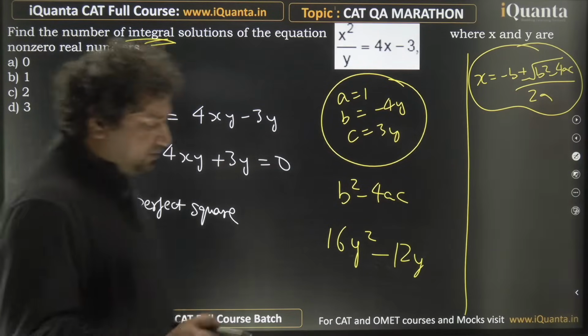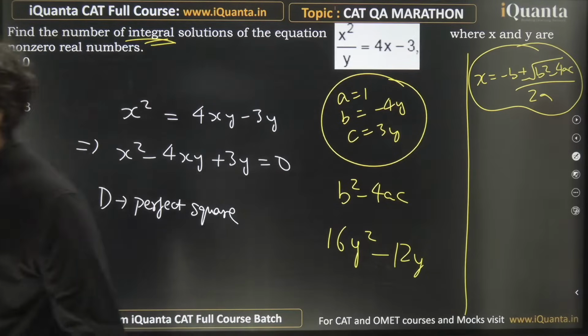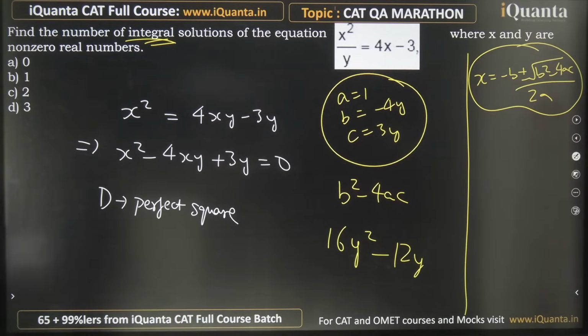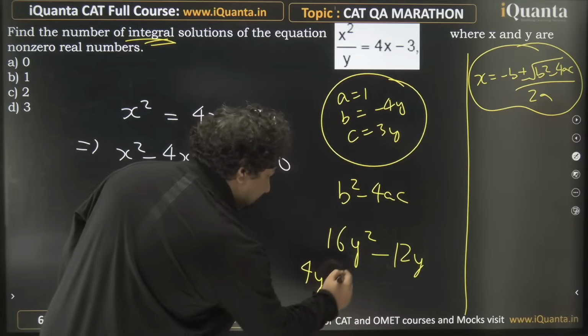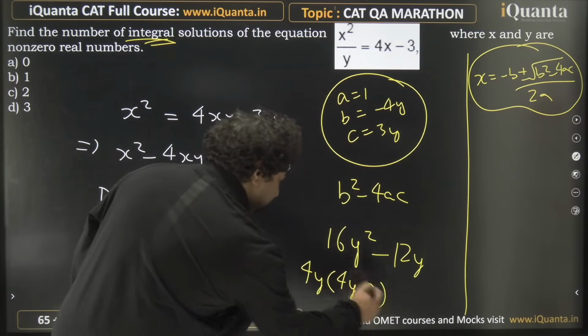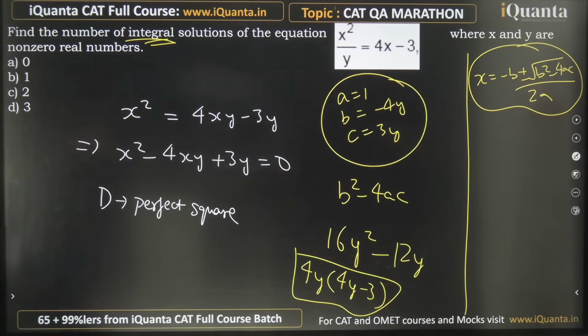This is the most beautiful question for today. I don't know how many of you realize that. Your mind is going to be blown after this question. Seriously, I tell you that. Okay, I can take 4y common from here, and in the bracket I'll have 4y minus 3. This is what I have with me, and this has to be a perfect square.